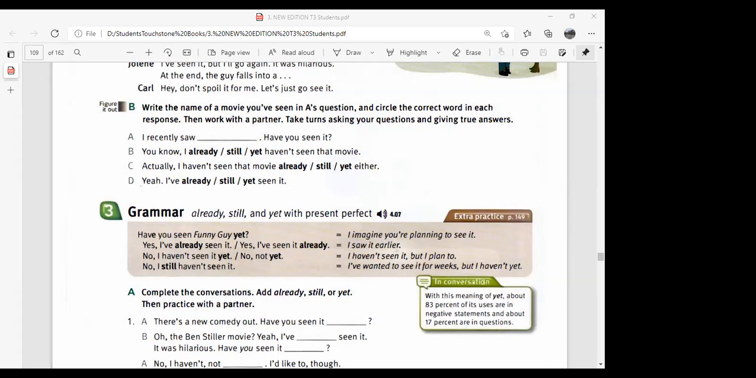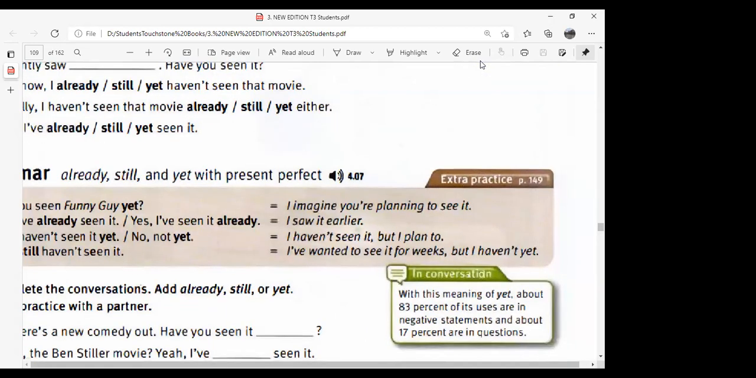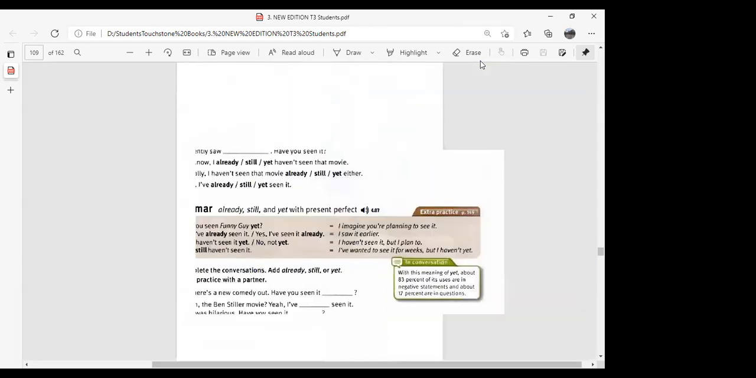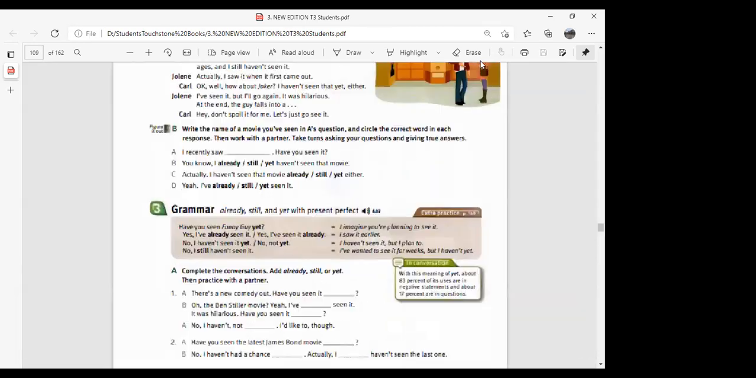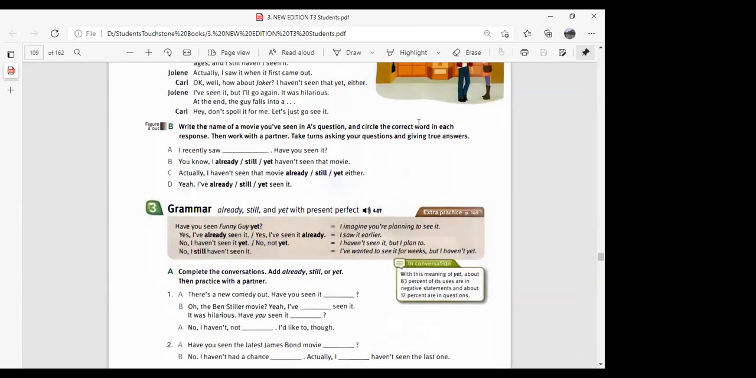Page 101. Grammar. Already, still, and yet with present perfect. Have you seen Funny Guy yet? Yes, I've already seen it. Yes, I've seen it already. No, I haven't seen it yet. No, not yet. No, I still haven't seen it.